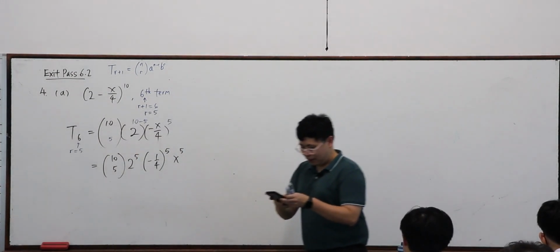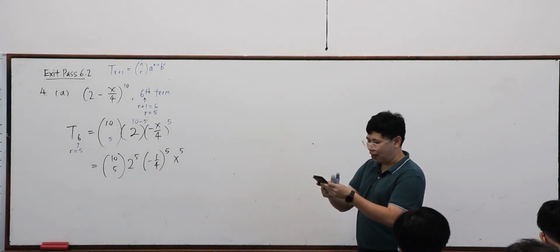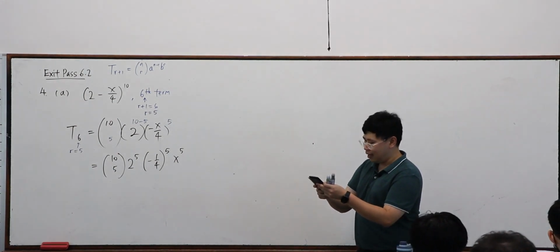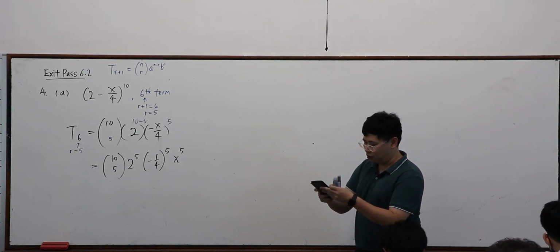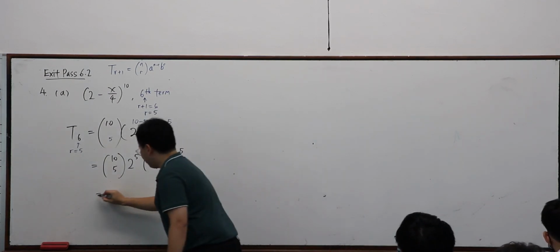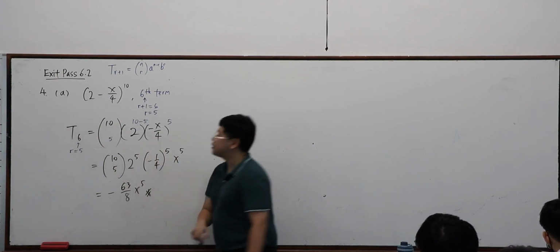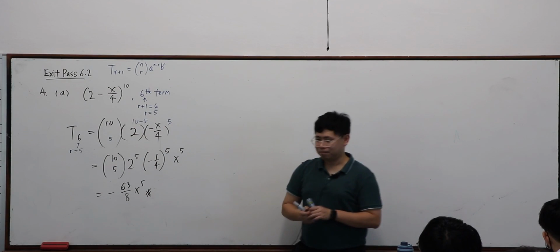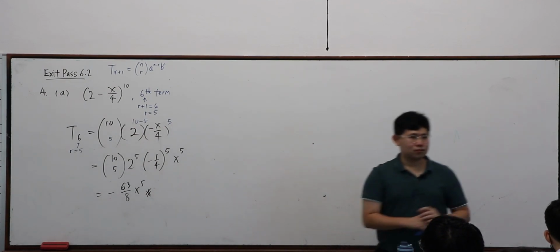So we have 10 choose 5, 10C5 on your calculator, times 2 to the power of 5, which is 32, times negative 1 over 4 to the power of 5. So this is negative 63 over 8 x to the power of 5. So this is the sixth term. So far so good?